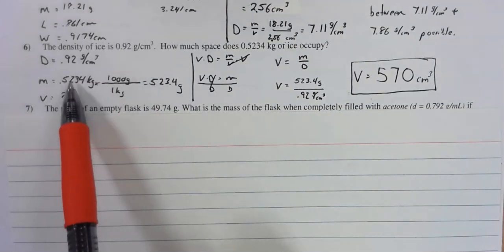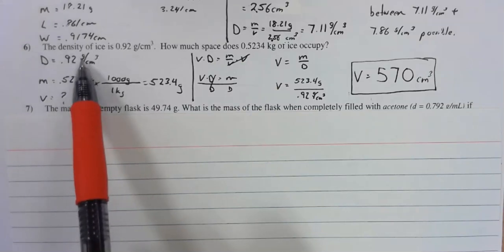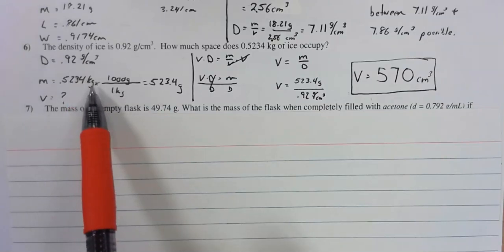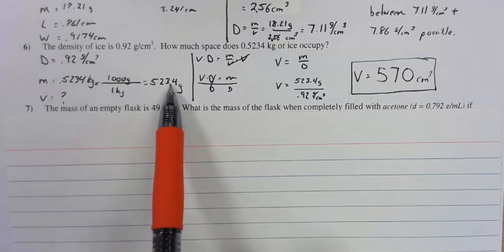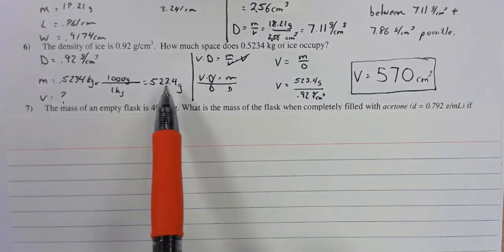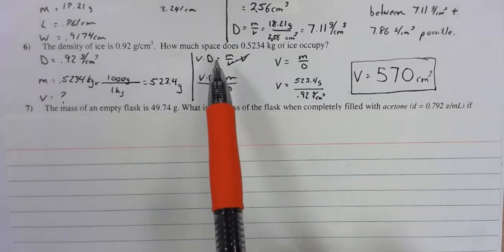Mass, 0.5234 kilograms. You'll notice right away that your unit of mass in your density is in grams, and the mass unit that I gave you is in kilograms. So you're going to convert that, factor label it right into grams. We did the exact same thing in that practice problem that I did last lesson.